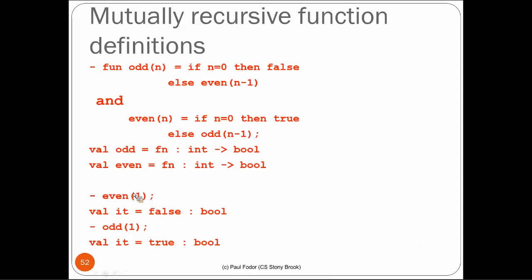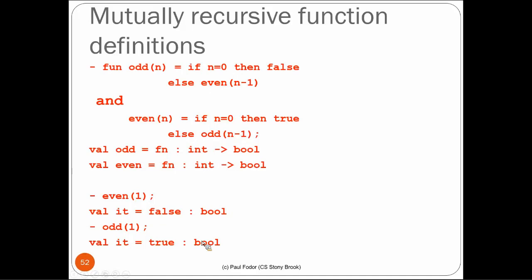So let's see what happens for even of 1. 1 is different than 0, so it will call odd of 0. Odd of 0 returns false, therefore even of 1 returns false. Let's see what happens for odd of 1. Odd of 1 is different than 0, so it calls even of 0. Even of 0 returns true. So odd of 1 returns true.